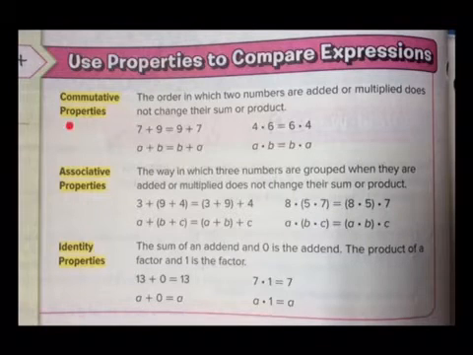So on the next page we have commutative property, and it's exactly what we said. The order in which two numbers are added or multiplied does not change the sum or product. It doesn't change your answer. Okay, that's commutative property. Now we have another one called associative property.